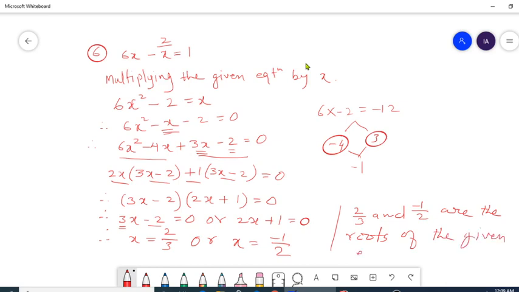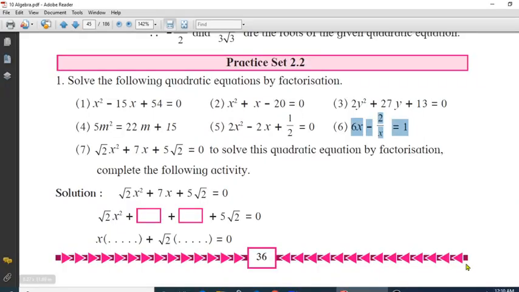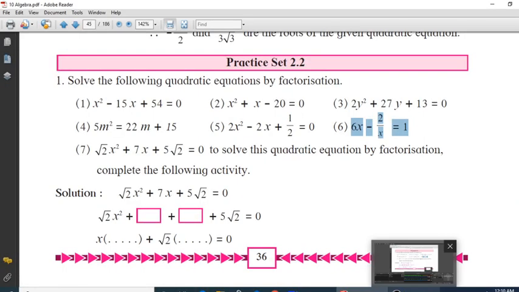So this is your solution for this question number 6 from exercise number 2.2.